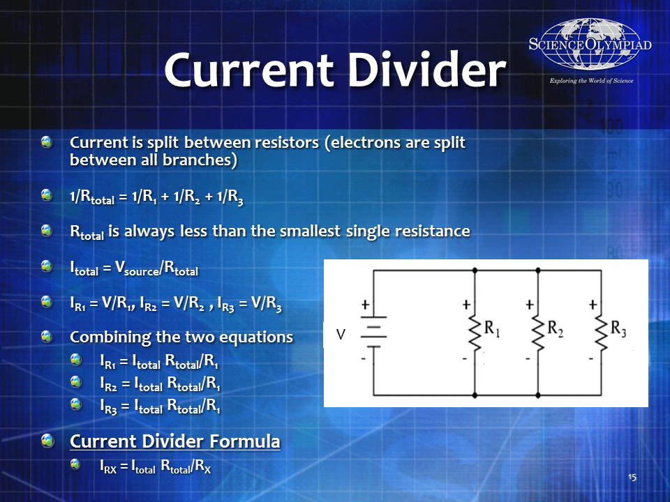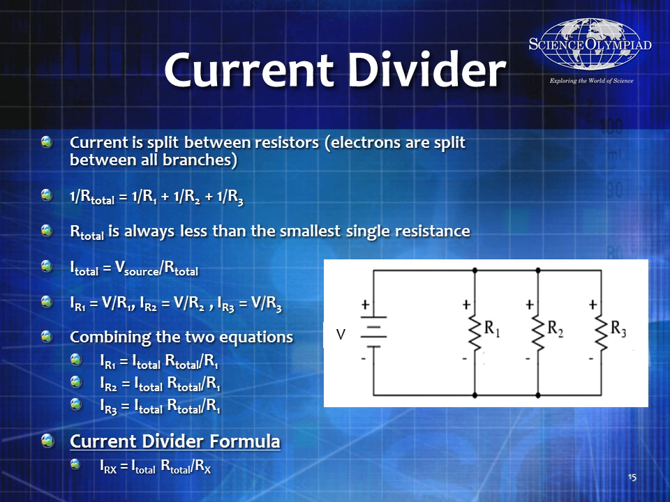Okay, so you can already sort of see how this one's going to go. If I combine those two equations, I can figure out the current going through R1, R2, or R3 by taking the total current and multiplying it by the R equivalent, because remember, that's smaller than any of the other numbers, divided by R1. And R2 is the same sort of thing. I would do this and divide by R2, and this one I would divide by R3.